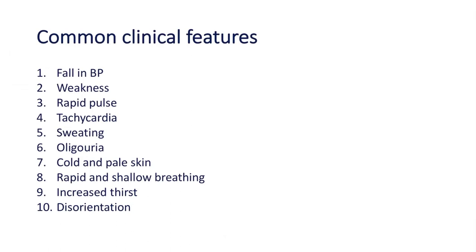Then these are the common clinical features of shock, or if the question is what are the clinical features of circulatory shock, you can write all these clinical features. So in shock there will be a fall in blood pressure, then weakness, rapid and thready pulse, tachycardia, sweating, oliguria, cold and pale skin, then rapid and shallow breathing, that is the breathing rate is increased, increased thirst and disorientation, unconsciousness. So all these are the common clinical features of shock.